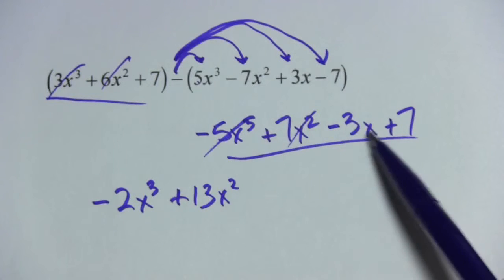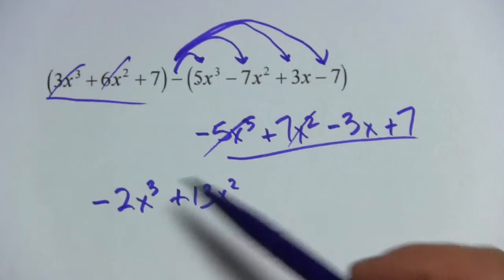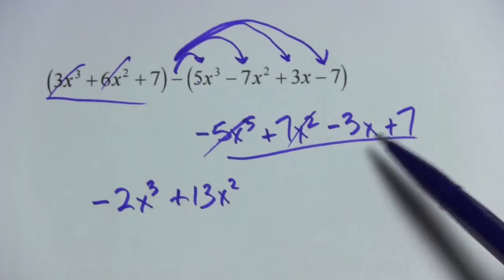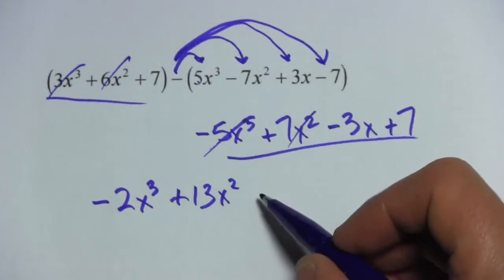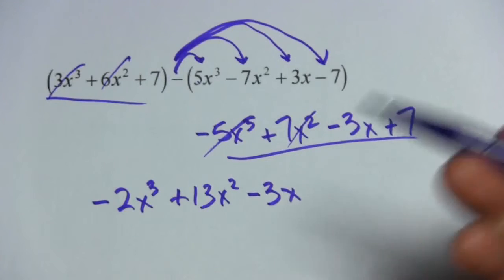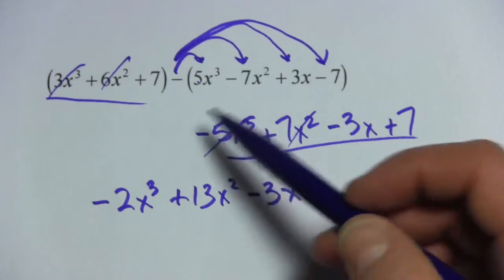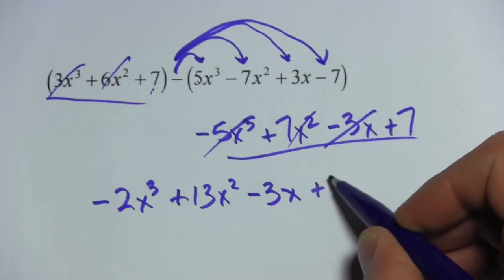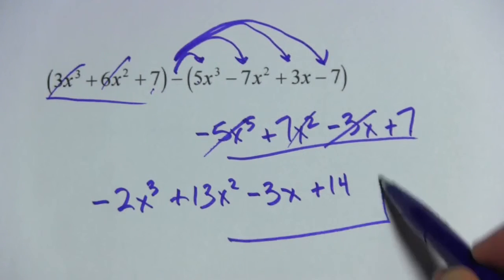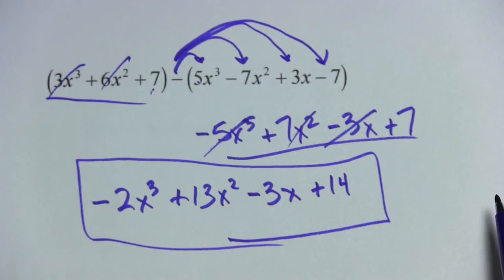And then in this one we have an x term, but we don't in this one. So it's like adding this negative 3x to some 0 over here. It just stays a negative 3x. So we just write it in there. And then we have a positive 7 and a positive 7. That's a positive 14 for our number term. And that is your answer.